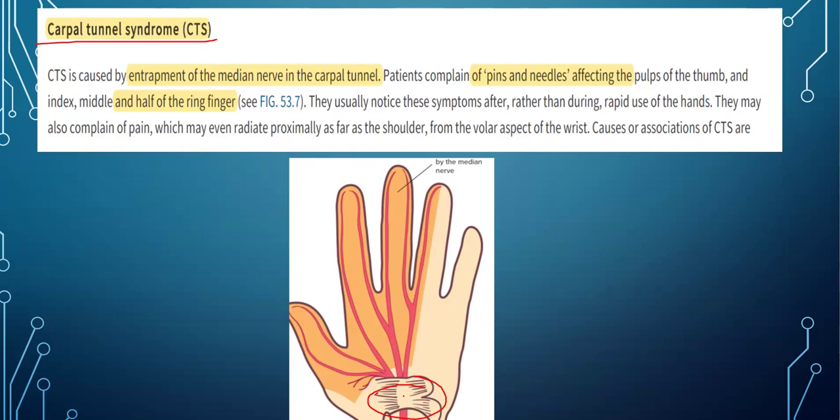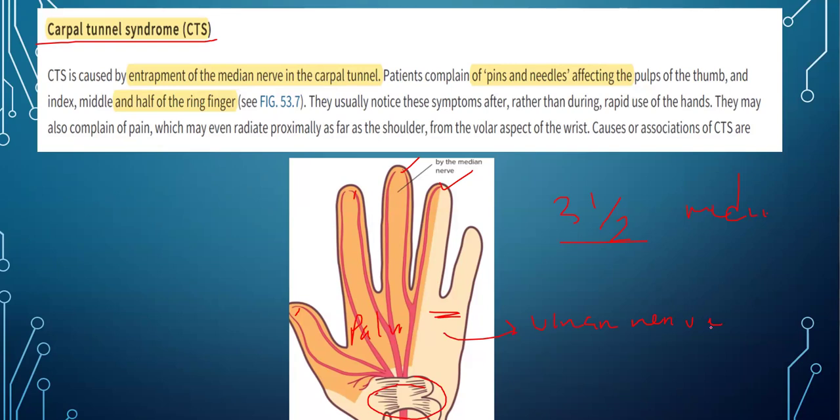You can see underneath the carpal tunnel, the median nerve goes into the hand, and the median nerve supplies the thumb, index finger, middle finger, and half of the ring finger. So 3.5 fingers on the palmar side of the hand are supplied by the median nerve, and these 2 fingers, that means 1.5 fingers, are supplied by the ulnar nerve. Okay.